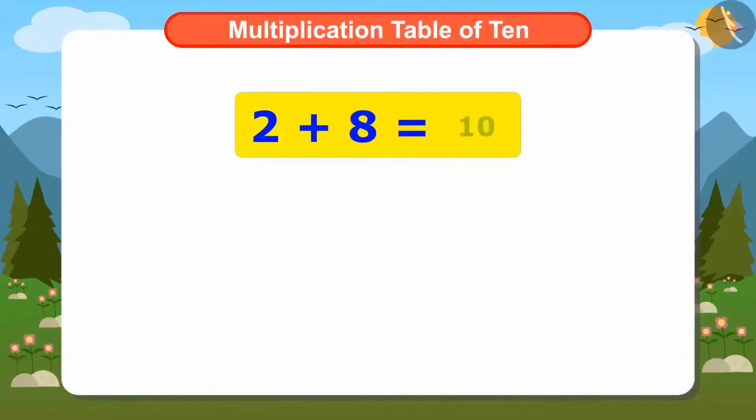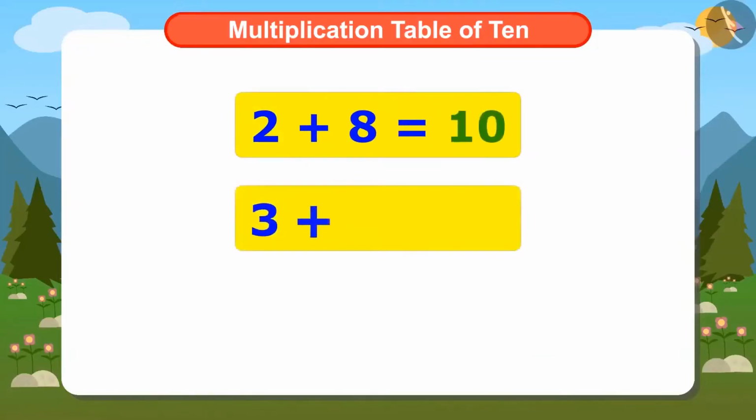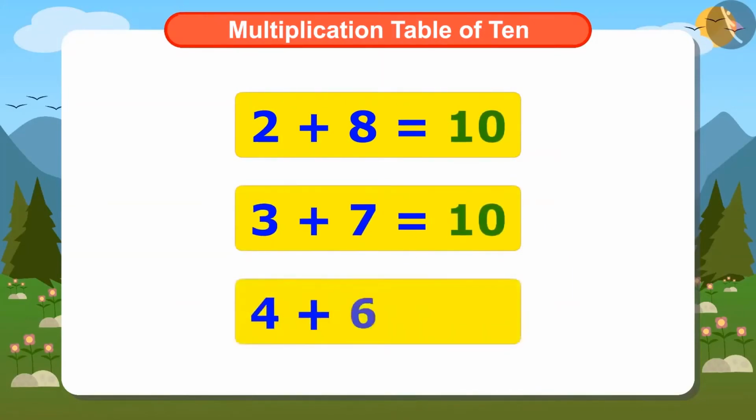Adding 2 and 8 gives us the answer 10. Adding 3 and 7 also gives us the answer 10. Similarly, adding 4 and 6 also gives us the answer 10. Now we can use any one of these three groups or sets to find the multiplication table of 10.